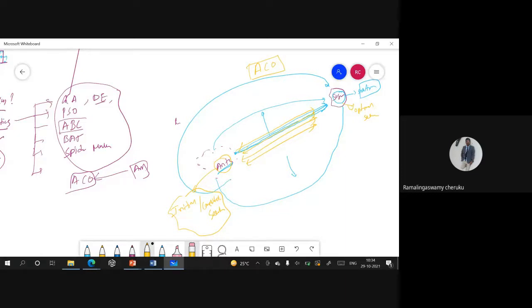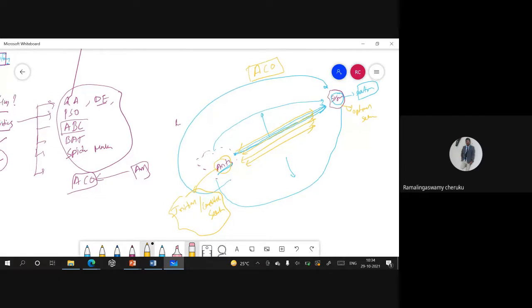And similarly, bats. What does the bat algorithm do? The bats identify objects with echolocation and all this stuff. Maybe this will come later, this part is for later.